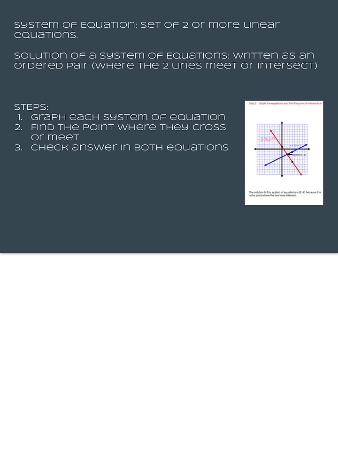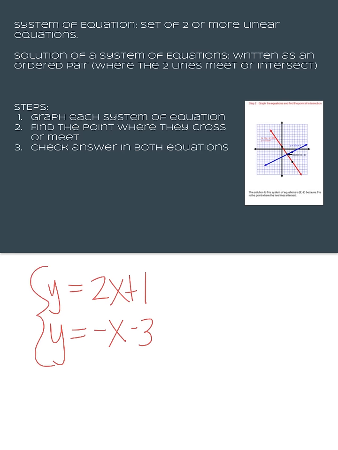A system of equations is a set of two or more linear equations. An example of a system might be y equals 2x plus 1 and y equals negative x minus 3. Those are a system when I'm grouping them together. A solution to a system is written as an ordered pair, and the solution is where the two lines meet or intersect. If you look at this graph down here, this point right here where the red and the blue line cross, that's the solution.